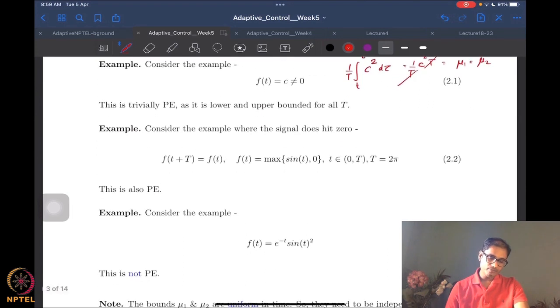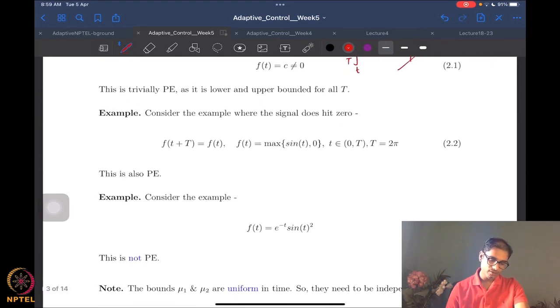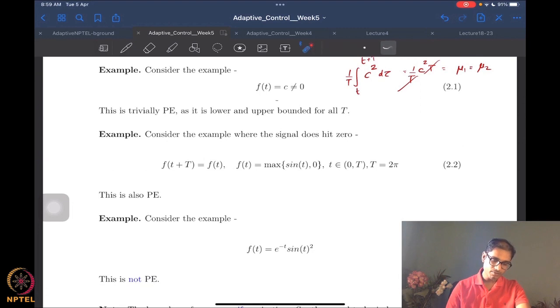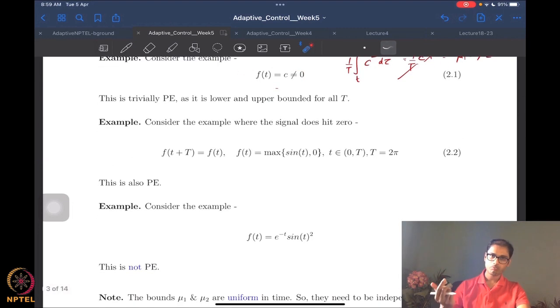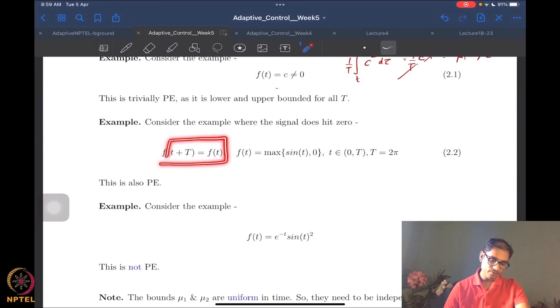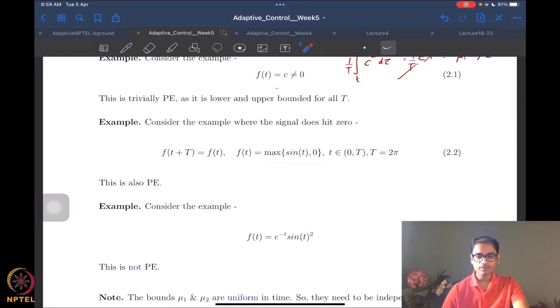Okay, so let's look at another example. Of course this is sort of an example where the signal can possibly hit zero, right? This one was trivially persistent because it never hit zero anyway. So we are not worried about this signal so much. So next one is something like this. It's a periodic signal with a period capital T itself, which is this window size, right? And what is this function? It is a max of sine t and zero. And of course we take capital T to be 2 pi, because that's the period of this signal.